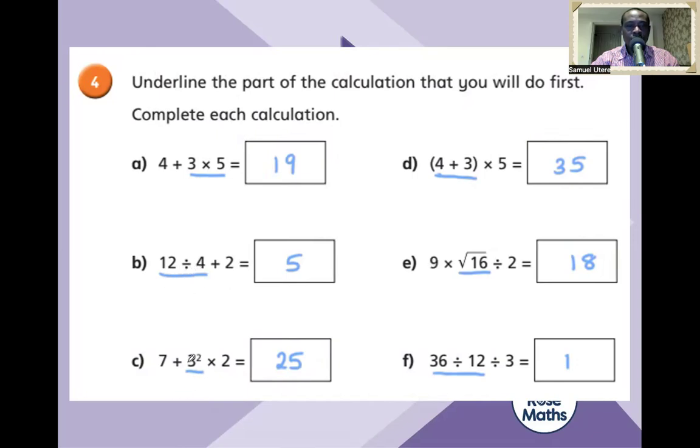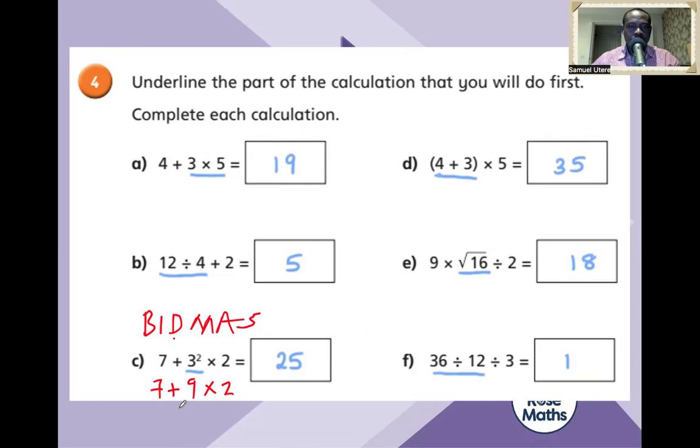Here we do indices first, because remember, when you look at your pyramid or BIDMAS, we do this first. There is no bracket, so we have this first. This takes priority over multiplication and division. So we do this first, then whatever we get, so we do 7. This is now 9.